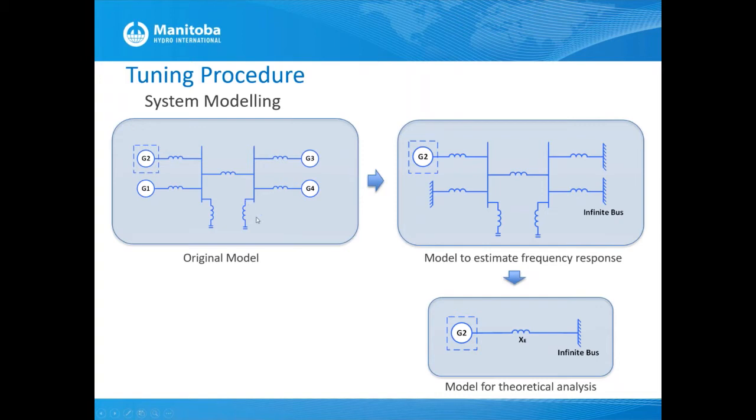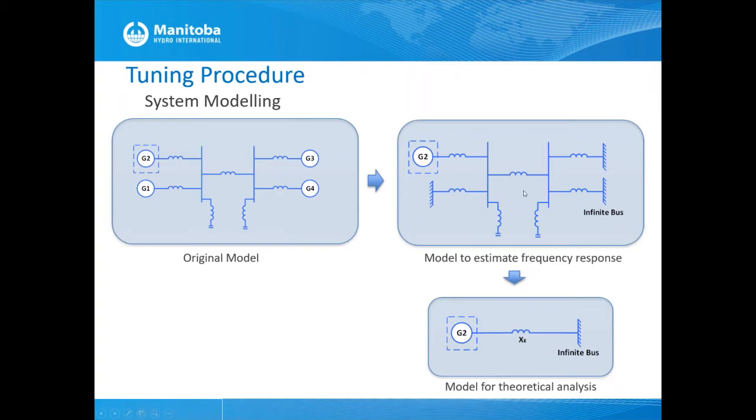Let's say at the beginning we only want to put a power system stabilizer for generator number 2 here. So what the procedure tells us to do is keep generator 2 intact here, but the other generators, which are generator 1, 3, and 4, replace them with an infinite bus. Now this is important to keep the fault level at generator 2 the same as the original case.